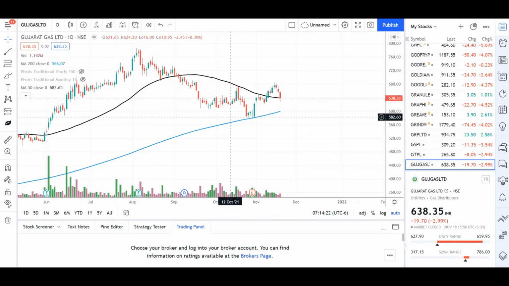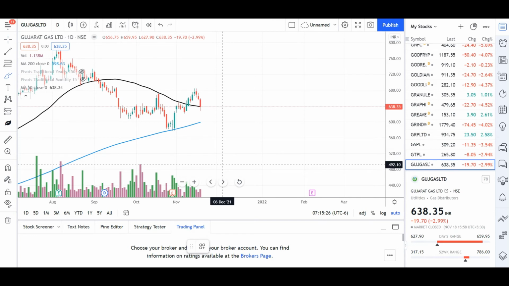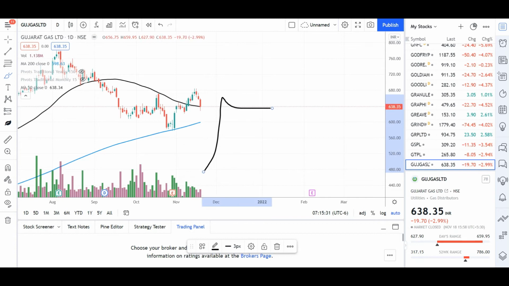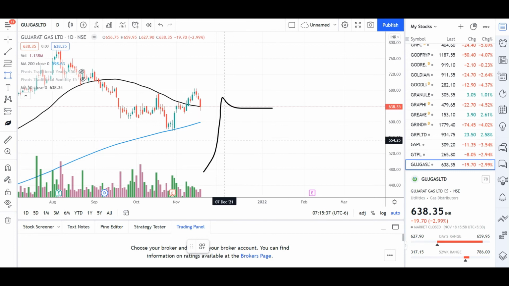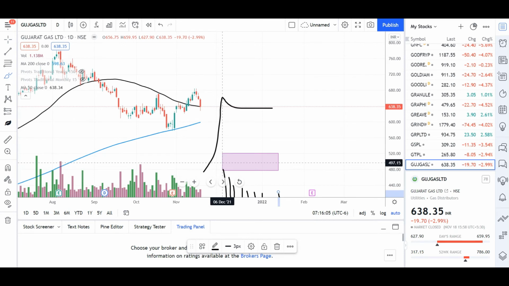So Guj Gas is satisfying the 5 criteria we just used to screen this stock. Now what we need is the stock must go up and then it should go sideways. During this sideways period, we need the volume to gradually go down. Some day it might go up, but it should tend to go down, like this.